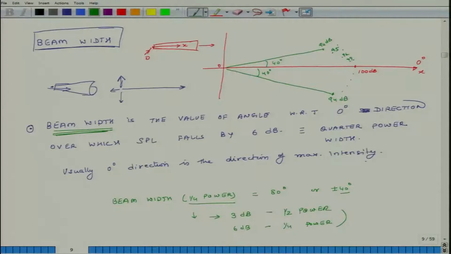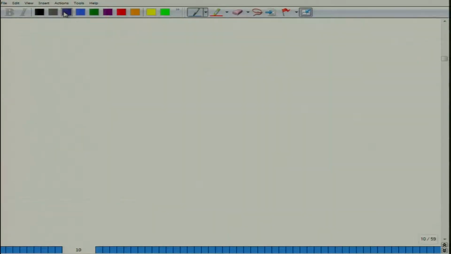In case of omnidirectional it does not make sense, because you go 360 degrees and it still does not fall, right. But as a source becomes more and more omnidirectional, this beam width increases. As a source becomes more and more directional, its beam width becomes more pointed and more sharp. So this is the first measure of directivity. The second measure of directivity is directivity factor.